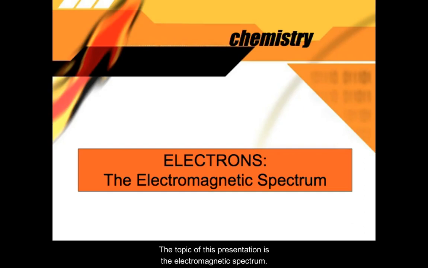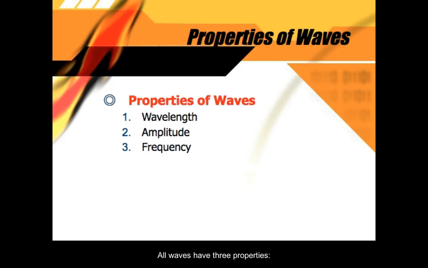Hello everyone, the topic of this presentation is the electromagnetic spectrum. All waves have three properties: wavelength, amplitude, and frequency. Before defining these terms, let's look at a sample wave.